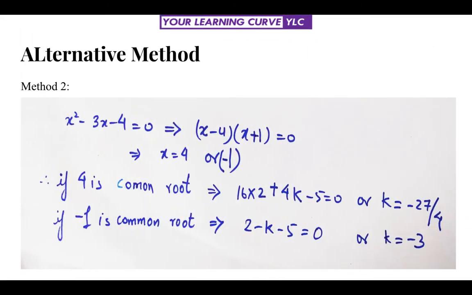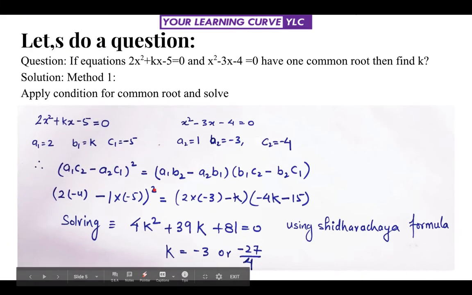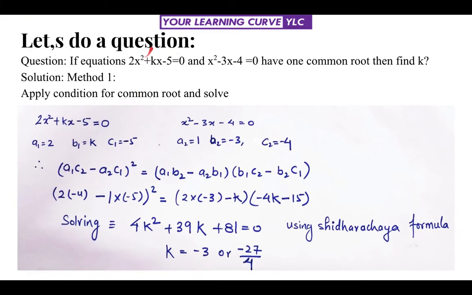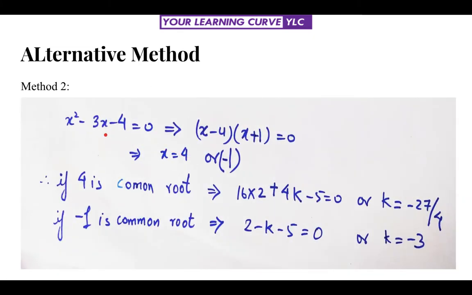There is another method which is an easy one. Here, in these two equations which we are given, we see that this equation has one unknown variable k which we need to find, but this equation has no unknowns. This equation can be solved. So what we do, we solve this equation. On solving this, we get x is equal to 4 or x is equal to minus 1.